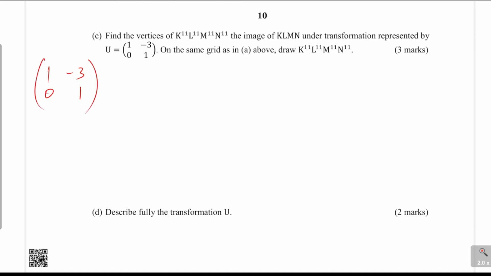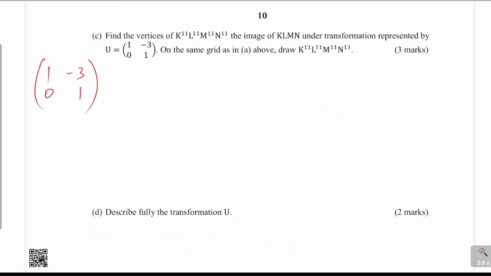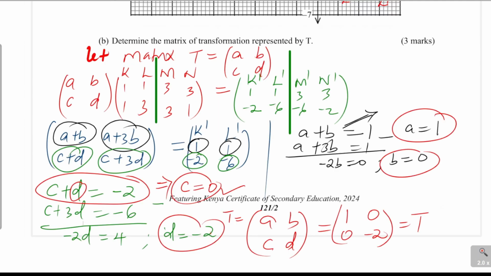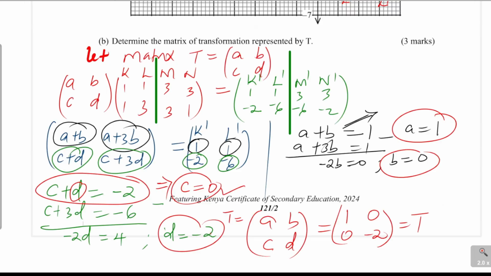This matrix is transforming K, L, M, N. Remember, the coordinates of K, L, M, N are given there, so we can read them. It is transforming that to give K double prime. So we need to get the coordinates of that.